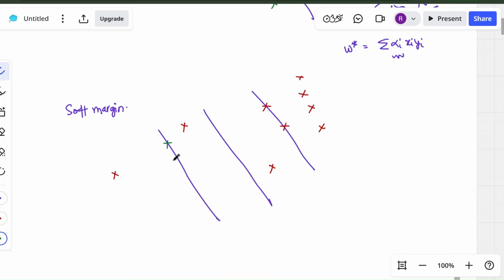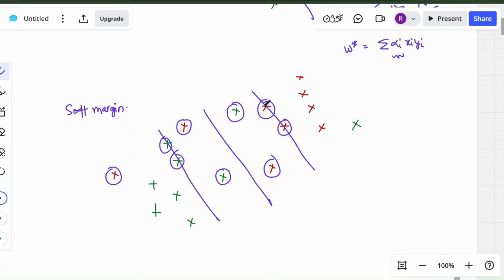Similarly, for green also there will be a lot of points. There will be a point inside here, outside here, right? So now observe carefully. All these outliers will definitely be support vectors. These four will anyway be support vectors. But in addition to that, the outliers and the ones inside the margin are also support vectors.